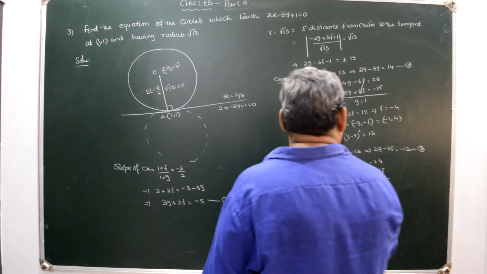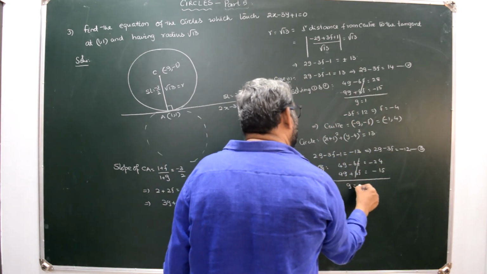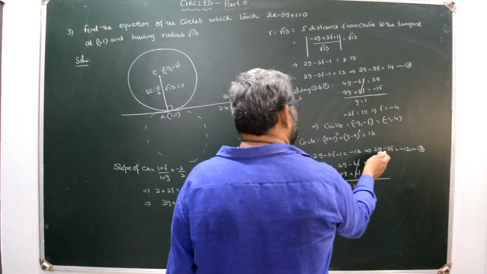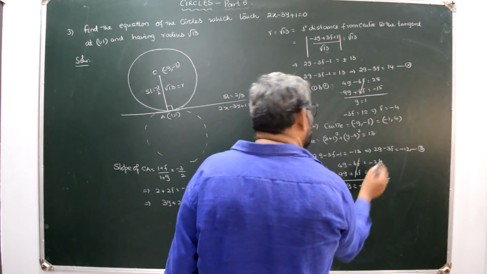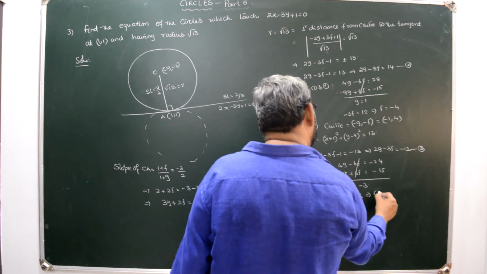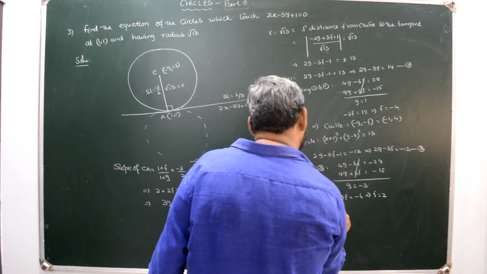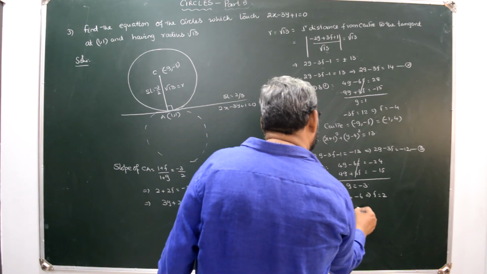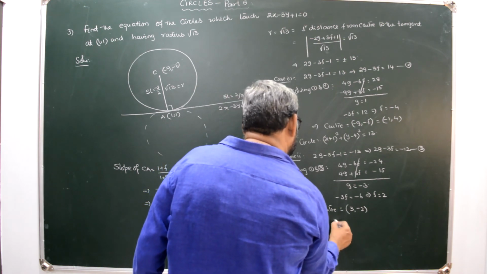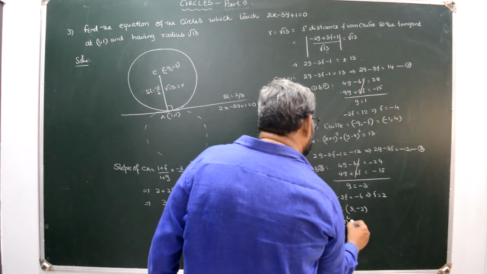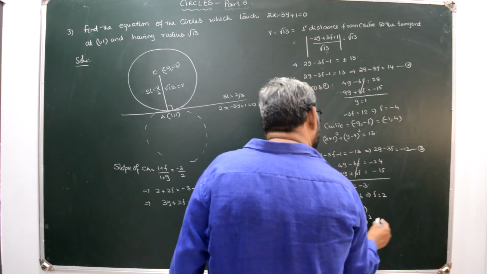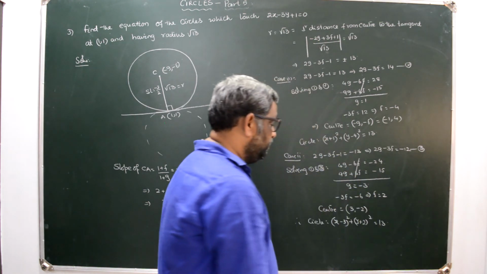You can add it. 13g equal to minus 39. G is equal to minus 3. You can put it here. Minus 6, minus 3f is equal to minus 6. Okay, f is equal to 2. So center is 3 comma minus 2. Therefore the circle is x minus 3 whole square plus y plus 2 whole square is equal to 13. So that is the answer.